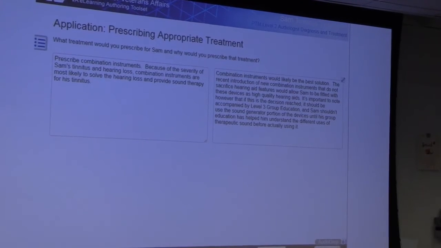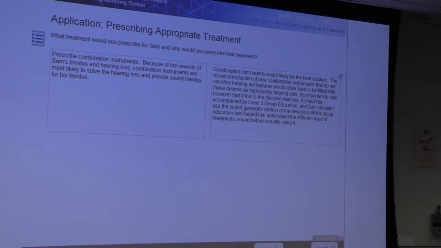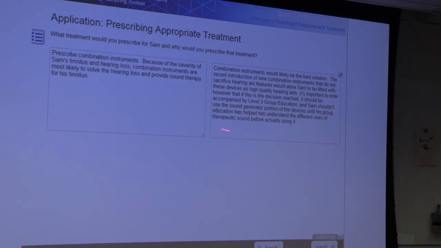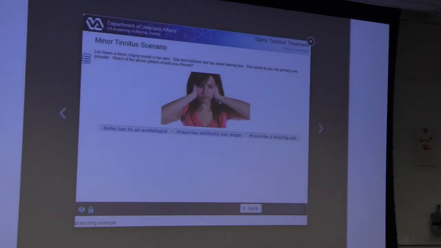Let's assume we took Sam through the whole process, and now they've asked us, should we have done something different? In this case, we say, yeah, let's prescribe combination instruments because of the severity of the tinnitus and the hearing loss. Maybe we need to do those, and then we have an expert response. So the learner typed in their response, and then they compare their response to the expert response. And doctors are very competitive, so they want to get the right response. So then we go to a different scenario.